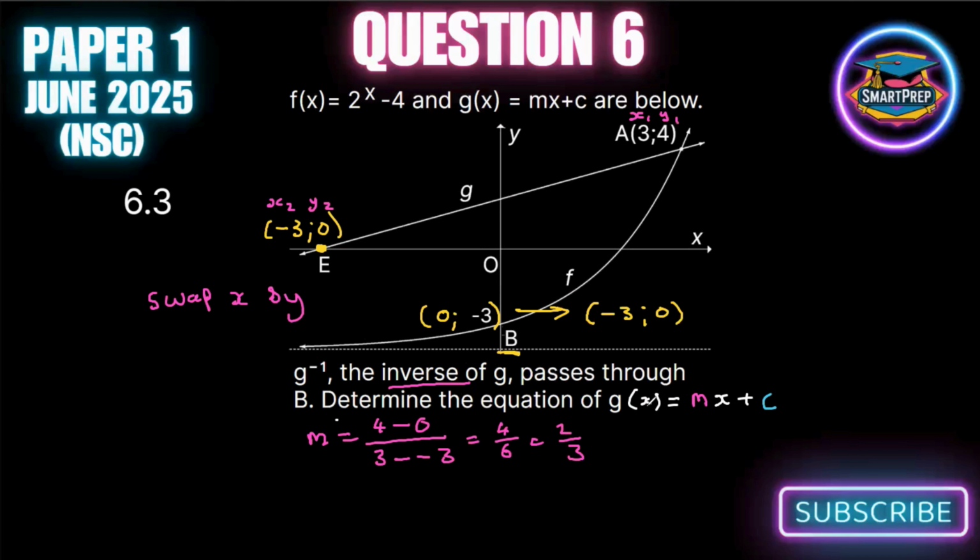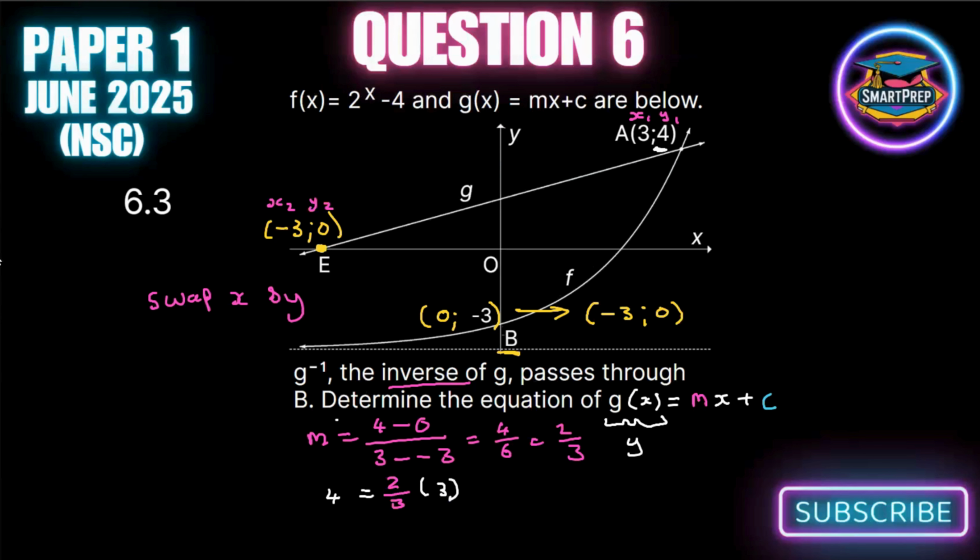Now we can use either of the points to sub back into the equation to get what c is. Let's just use our point A. So the y value is going to be 4. For g of x, which is another way of saying y, we make that 4, equals, and then our m is 2 over 3, which we've worked out. Now our x is going to be that 3, isn't it?